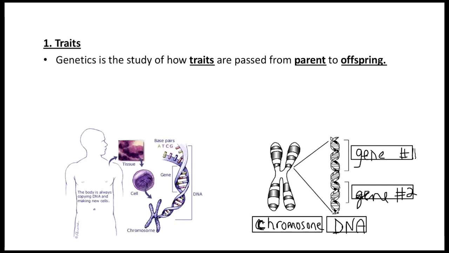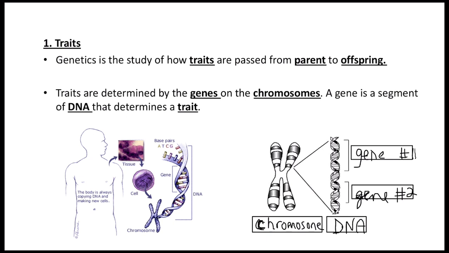Genetics is the study of how traits are passed from parent to offspring. Traits are determined by the genes on the chromosomes, and remember that a gene is a segment of DNA that determines a trait. Genes and chromosomes were both discussed in section 1.1. Essentially we have our chromosome, which is the X-shaped structure, and our double helix of DNA, which makes up that chromosome when it's all folded up. And on that DNA, there are different regions known as genes.